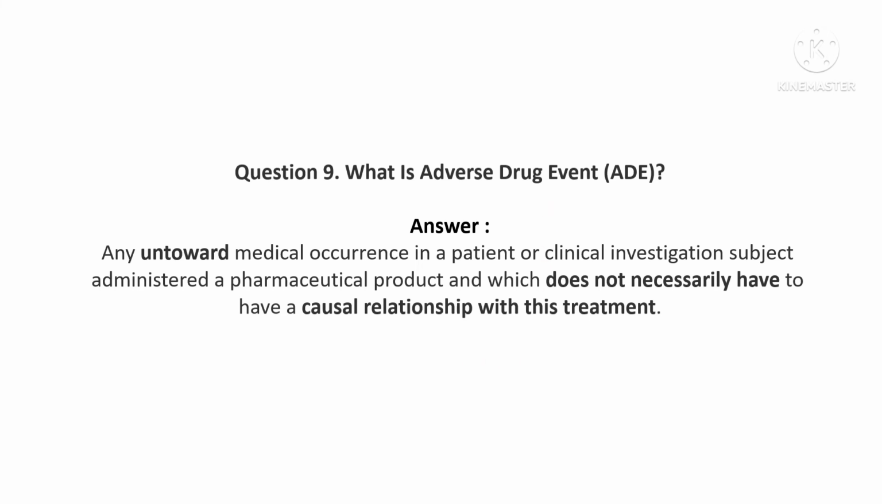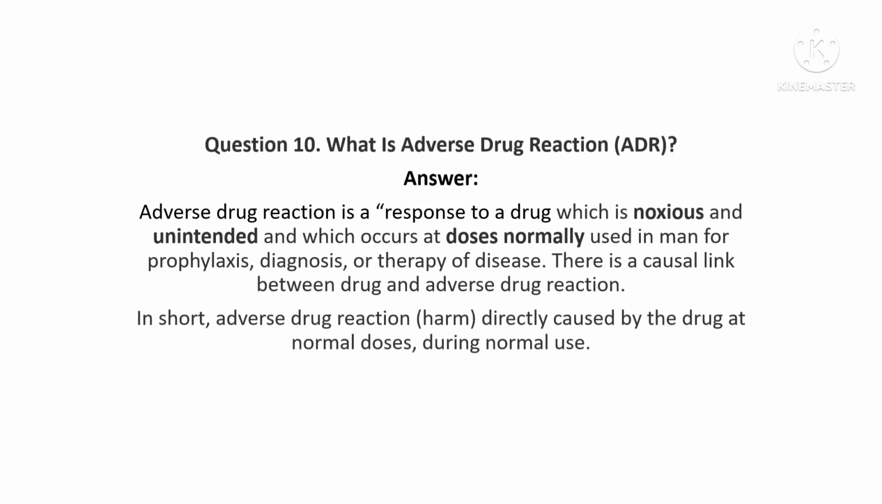Now we will see what is adverse drug reaction. These are approximately similar words with a very narrow partition, adverse event and adverse drug reaction. The answer is, adverse drug reaction is a response to a drug which is noxious and unintended and which occurs at doses normally used in man for prophylaxis, diagnosis or therapy of disease. There is a causal link between drug and adverse drug reaction. In short, adverse drug reaction is harm directly caused by the drug at normal dose during normal use. We will see the difference between adverse drug reaction and adverse event in the next slide.